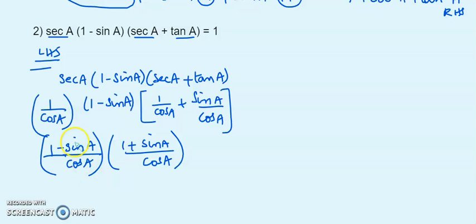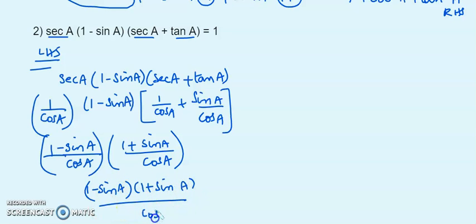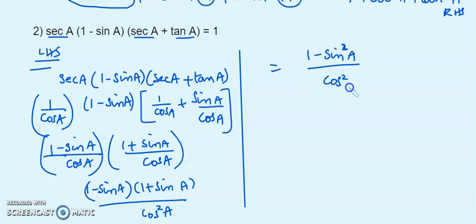So the denominators get multiplied and the numerators get multiplied. So I'll get 1 minus sin A into 1 plus sin A divided by cos into cos, that is cos square A, correct? Now 1 minus sin A into 1 plus sin A is (A minus B) into (A plus B), which is A square minus B square. So 1 minus sin square A divided by cos square A. And what is 1 minus sin square A as per trigonometric identity? It is cos square A. So cos square A divided by cos square A equals 1, which is our RHS.